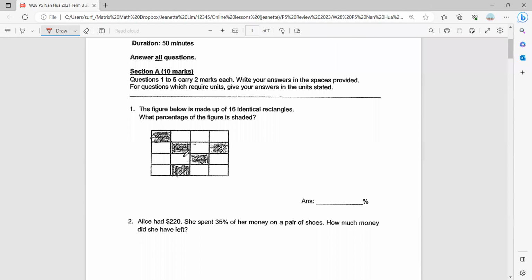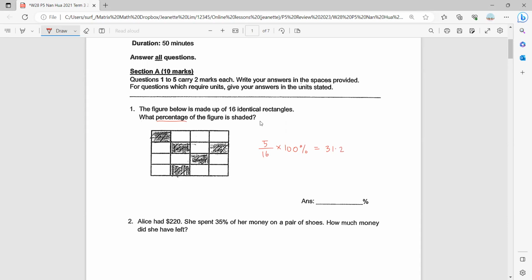Okay, question 1. The figure below is made up of 16 identical rectangles. What percentage of the figure is shaded? So we know the total number of rectangles is 16, and the number of rectangles shaded is 5. So in terms of fraction, this will be 5 over 16. If we want to change it to a percentage, we have to times 100%. When you key into the calculator, don't key in the percentage sign. Just key in 5 over 16 times 100.